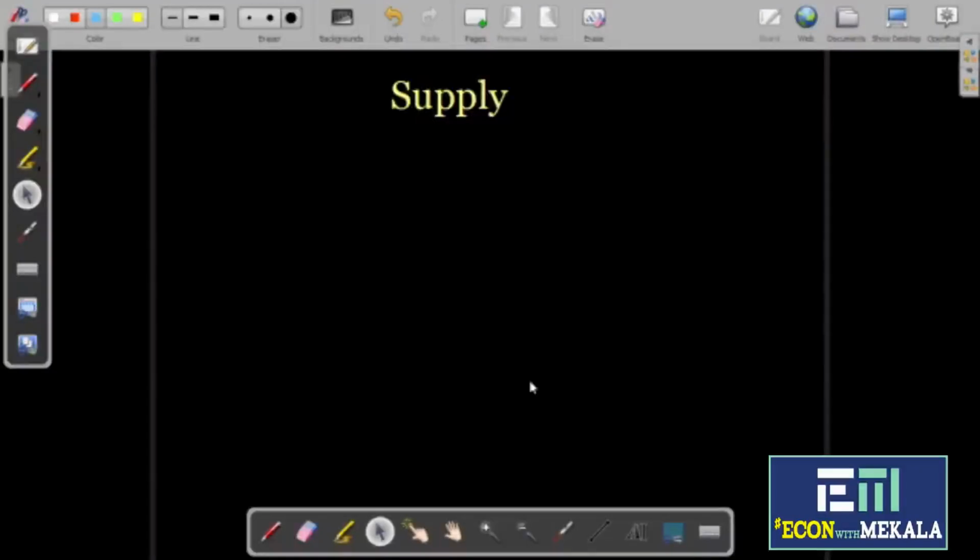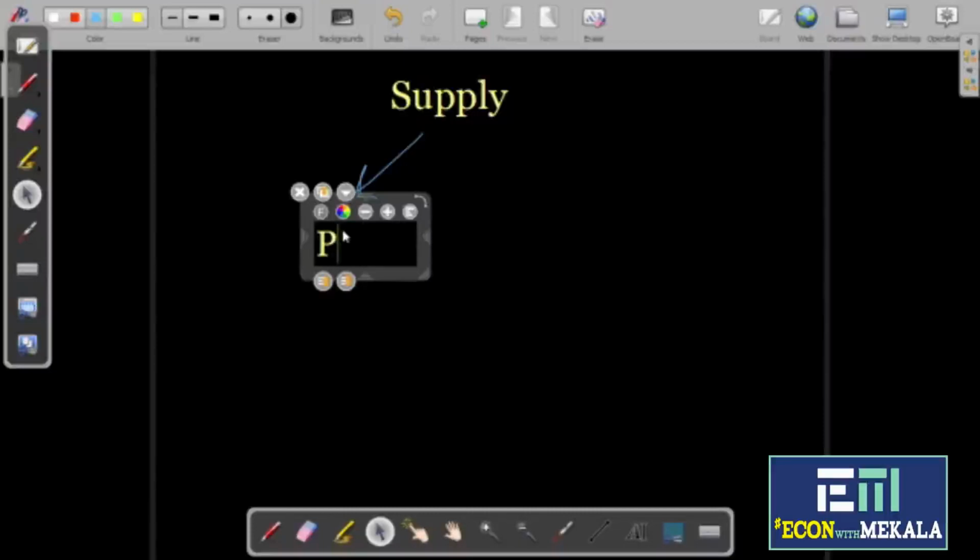The definition of supply can help us to understand how a supply curve looks like. So we all know supply is coming from producers. Producers are supplying goods and services to match with the market demand. Producers supply goods for consumers to match with their demand.